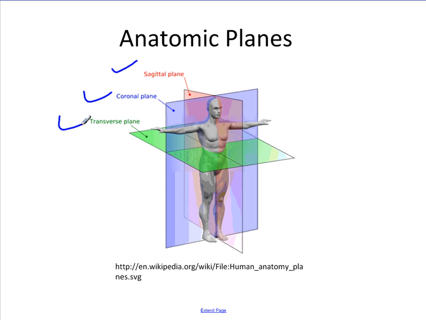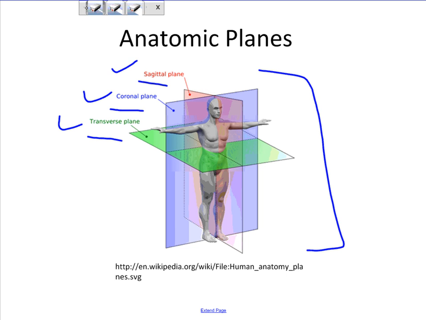Okay, so these planes, as you can see right here, this is typically the classical picture that's used to show the anatomic planes. Now there's a fourth one as well, and that fourth one would be the mid-sagittal plane. So there's sagittal, mid-sagittal, coronal, and transverse. Okay, now I'll tell you right now, just by using this picture, then I'll go to some examples.